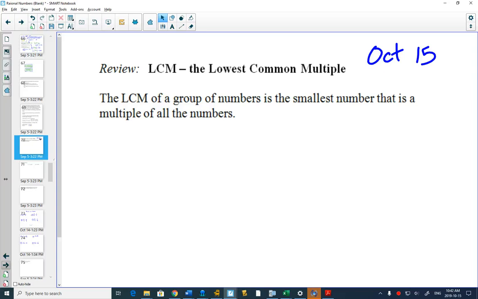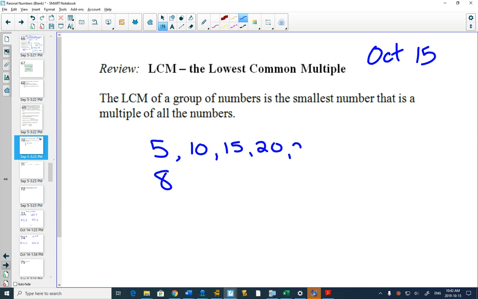Lowest common multiple. Okay? When we talk about multiples of a number, we'll just pick two numbers between 1 and 10. Justin, pick one. You picked 5. Logan, what number are you picking? 8. So if we have 5 and 8, the multiples of 5 are 5, 10, 15, 20, 25, 30, 35, 40, 45, 50. I'm out of room, but they would keep on going, right?